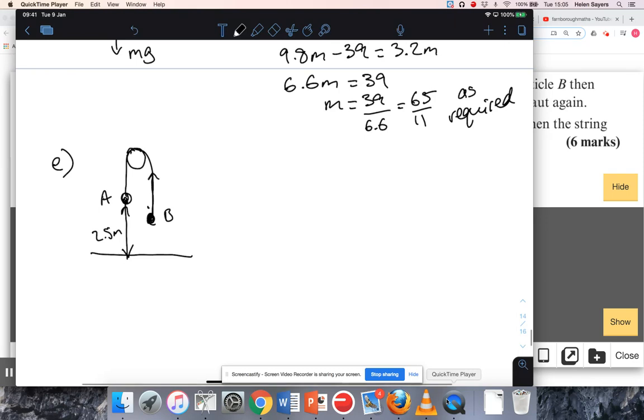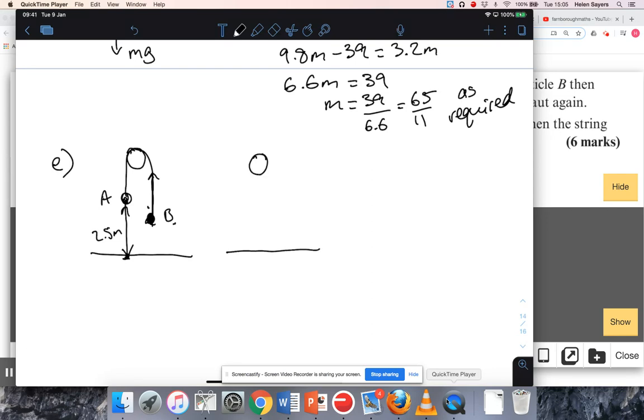Then once A hits the ground, B is going to carry on traveling upwards, and it's going to slow down due to gravity. At that point it'll just be traveling under its own steam, as the rope's no longer pulling it up. So gravity will cause B to slow down until it reaches its highest point, and then it's going to start dropping again. So the string will become taut when B gets back to the position it was at when A hit the ground.